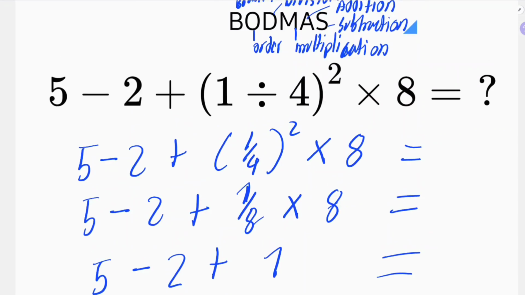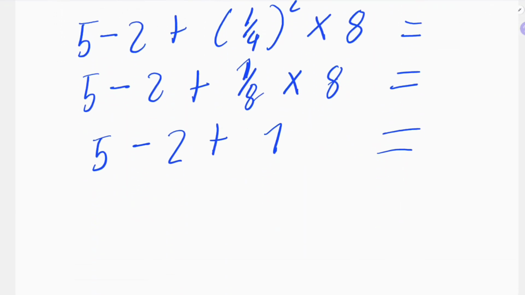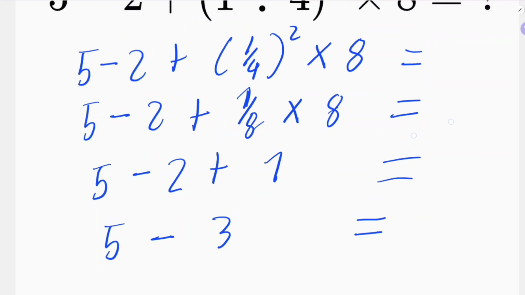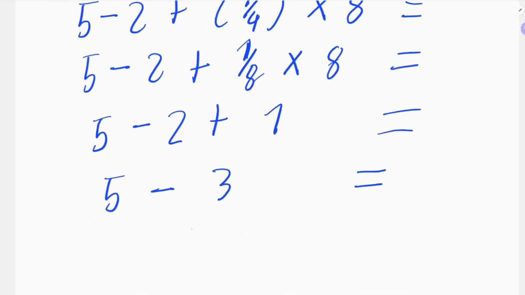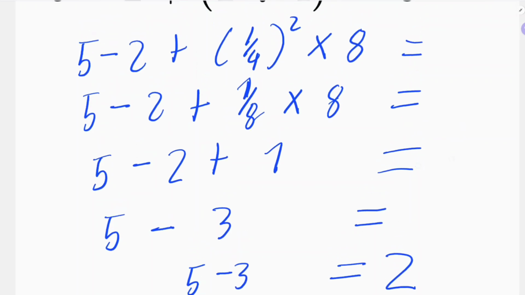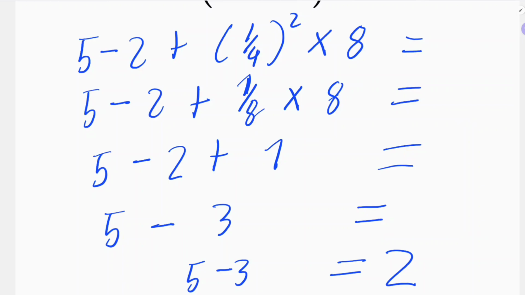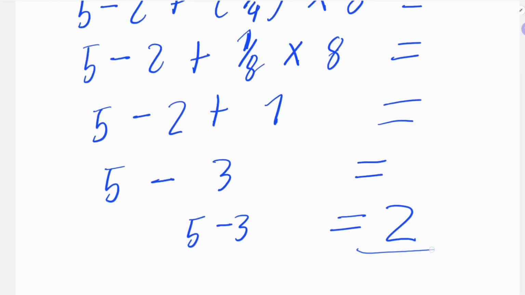After multiplication, we see that what comes next is addition. And here, if I wanted to add these two numbers, it's going to give us 5 minus 2 plus 1, which is 3, is equal to, and lastly, we have subtraction. 5 minus 3 is going to give us an answer of 2. So after looking at this, we have all seen how we were able to solve this math question using the principle of BODMAS.